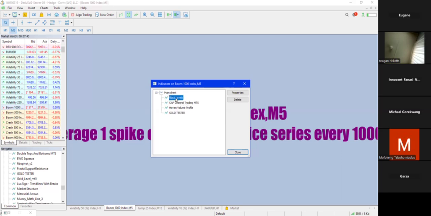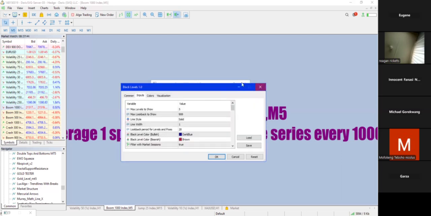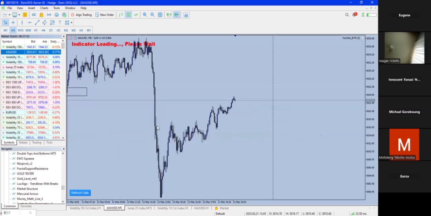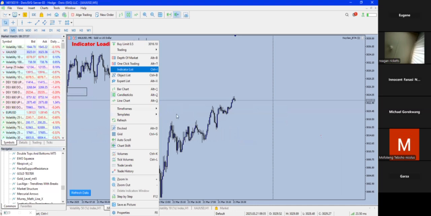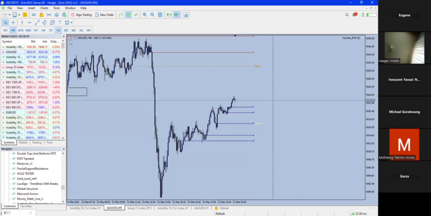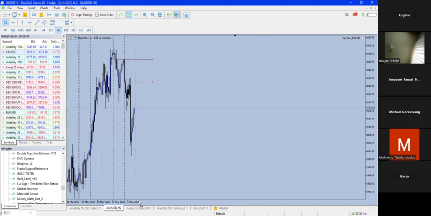And then for these black levels, the ones that are using black levels, I want to show you a very good secret. I think I'm running out of time, but I just want to show you something that is very, very interesting. If you want to catch sniper entries, let's go to gold, right? Let me remove these under indicators. Let's remove this one and this one and this one. We want to remain only with the black levels. So I want you to notice something.